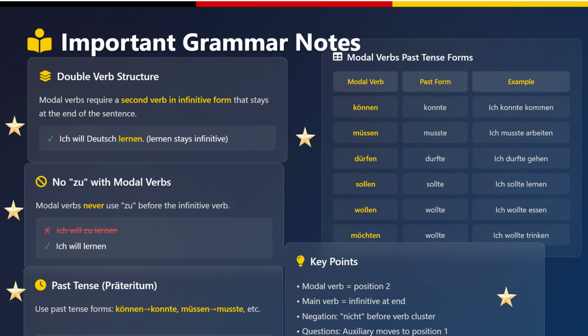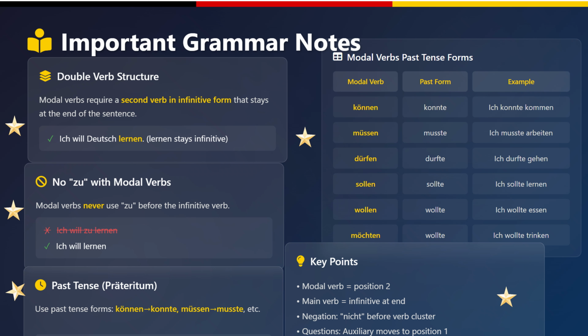Here are some important grammar rules to remember. First, the double verb structure. When a modal is used, the second or the main verb must stay in infinitive form at the end of the sentence. For example, ich will Deutsch lernen. Second, never use zu with modal verbs. The wrong sentence would be Ich will zu lernen and the correct sentence will be Ich will lernen.